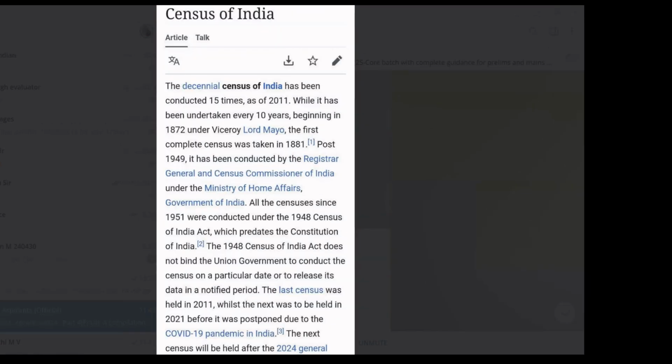The next point that you should know is that the census was first started in 1872 under Lord Mayo. Please again look at the list of the viceroys of the British and what their contributions were. The first major census happened in 1881. And whether the census is mandatory is what you should know. It is according to the Census of India Act, 1948, an act which was passed even before the Constitution.